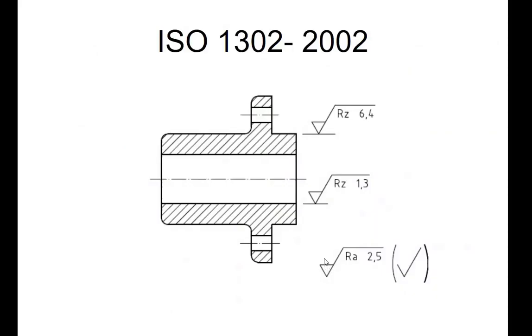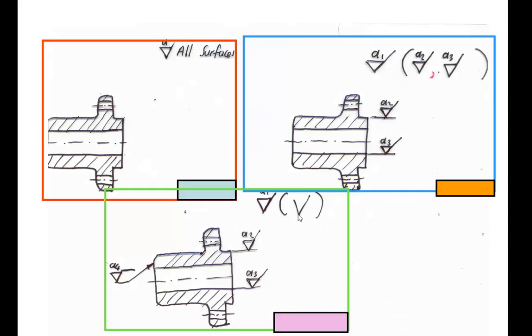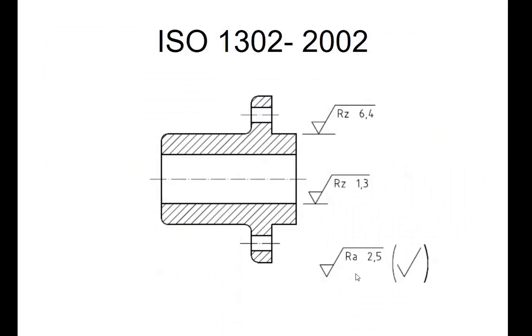In the new version of the standard, the up-to-date version is 2002. The standard says that the roughness value to satisfy for all the other surfaces is to be shown not at the top corner but at the bottom right corner, like this one. Not like that, but like this.